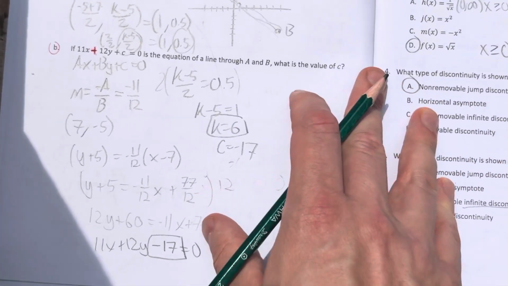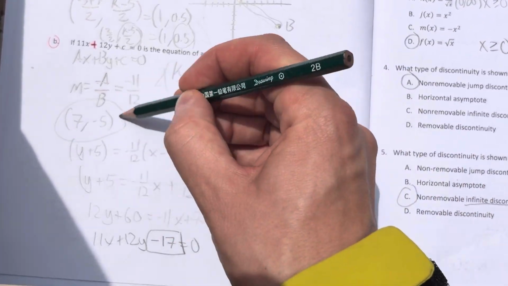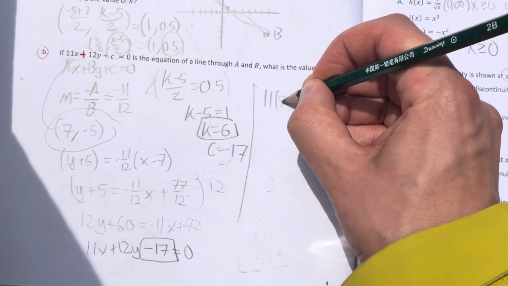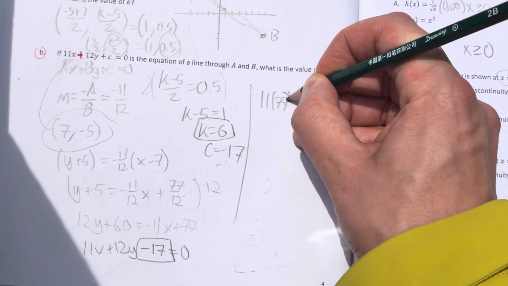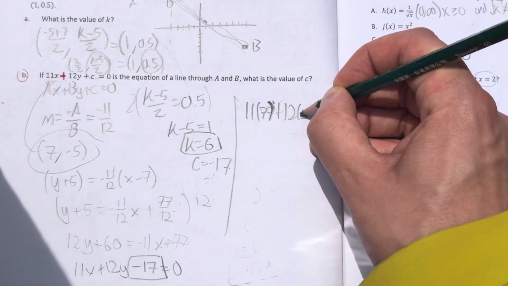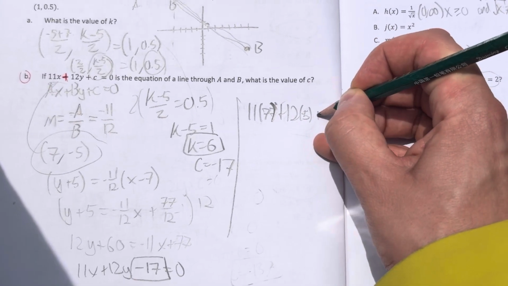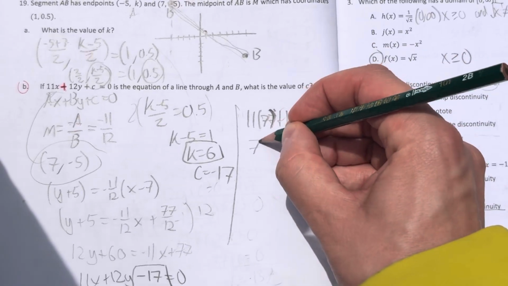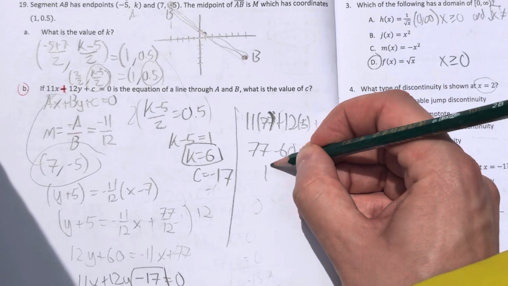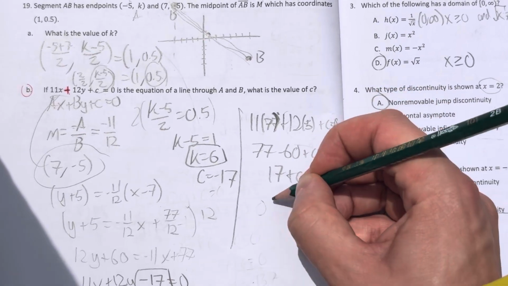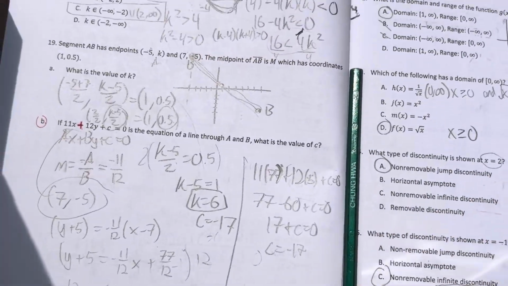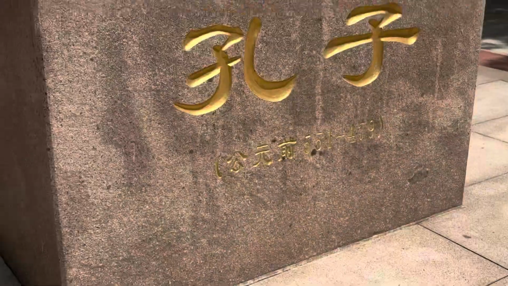Or you know what we could do? We could just plug this in, and say 11 times 7, plus 12 times negative 5, plus c has to equal 0. So 77 minus 60 plus c equals 0. 17 plus c equals 0, c equals negative 17. There you go. Thank you, Confucius.